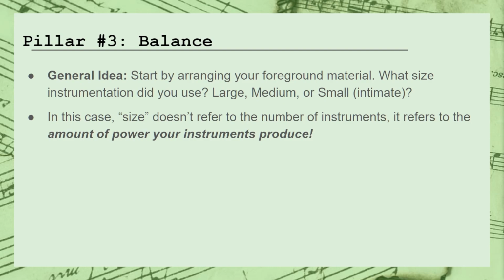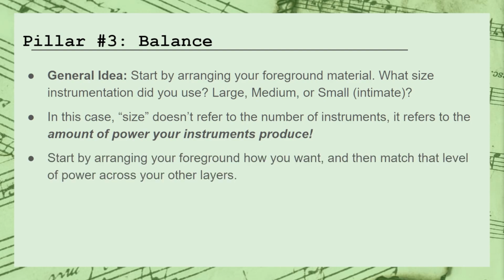For example, in the right setting, a small group of trumpets and trombones could be considered just as large as a full string section of 40 plus players. The idea behind this strategy is to start with your foreground. What size orchestration do you plan to use it for? Once you figure that out, it's a simple matter of making sure each layer of your background uses a comparable size and orchestration.